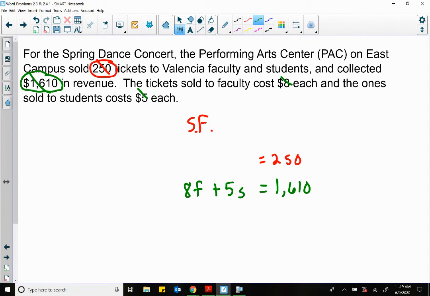Simple, my friends. Whenever you run out of every number, your other equation is just going to be the two variables added together. F plus S. Now, does that make sense? Absolutely. Remember, what is F about? Faculty. These are people. What is S about? Students. Those are people. 250 is about tickets, which are all about people. People, people, people makes sense. Money, money, money makes sense. See, my equations make sense.